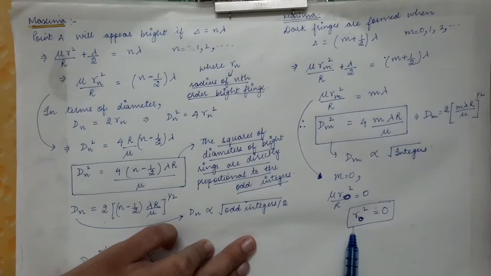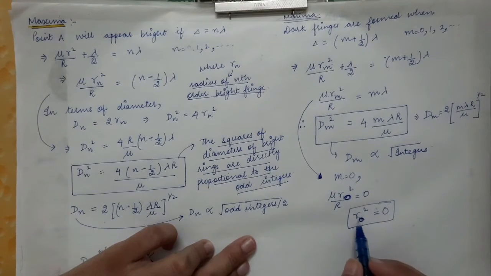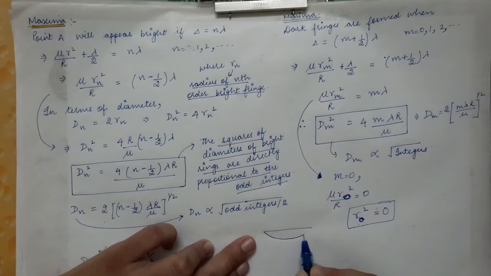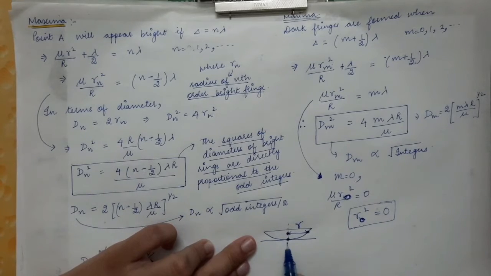Now what is r? r is the distance of any point on the thin film from the point of contact. So r is 0 at this point of contact, which is shown by a cross. At this point of contact r is equal to 0, and the light which gets reflected from this point makes the central fringe. So the light which falls on this point and gets reflected will form the central fringe.